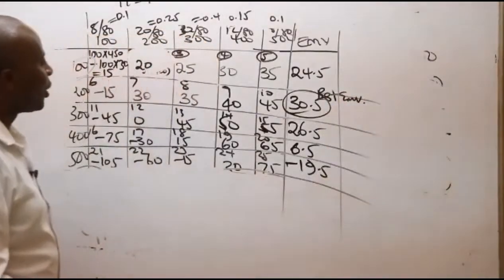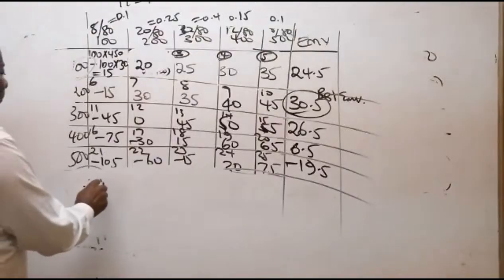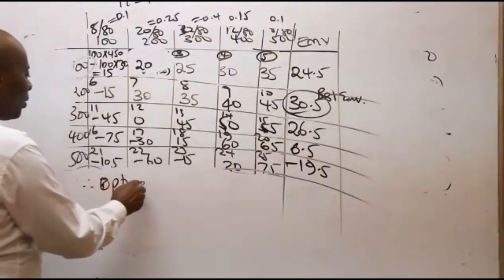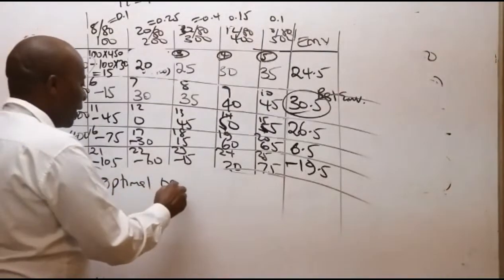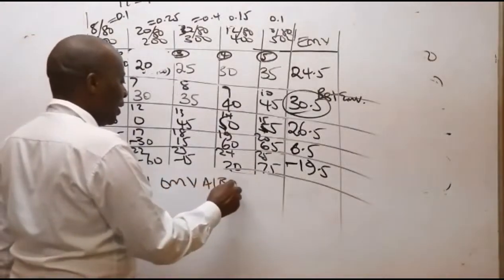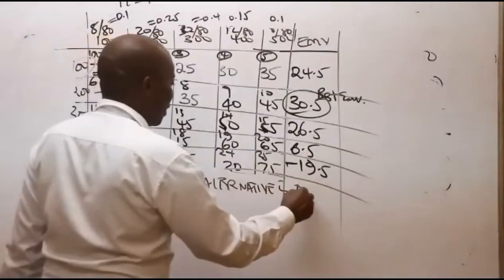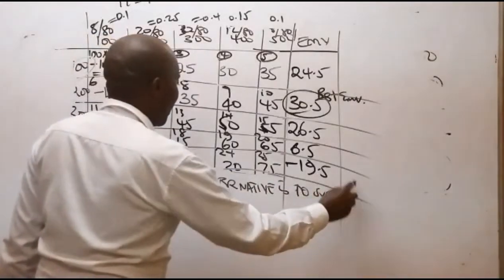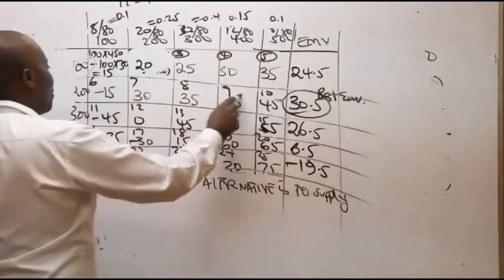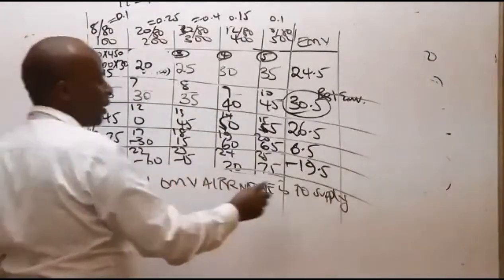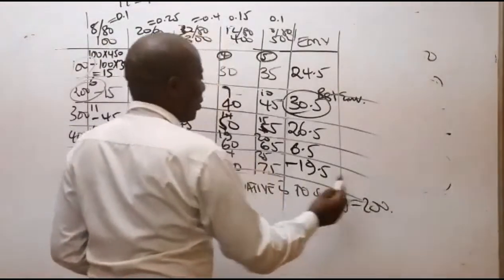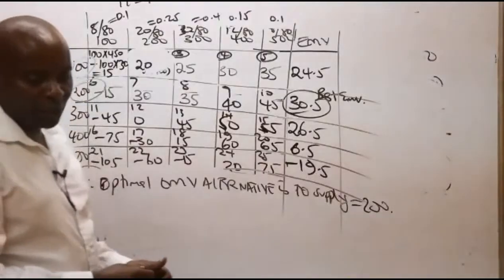So implying, ladies and gentlemen, that the best or optimal EMV alternative is to supply the one that corresponds to this, which is to supply 200 crits.